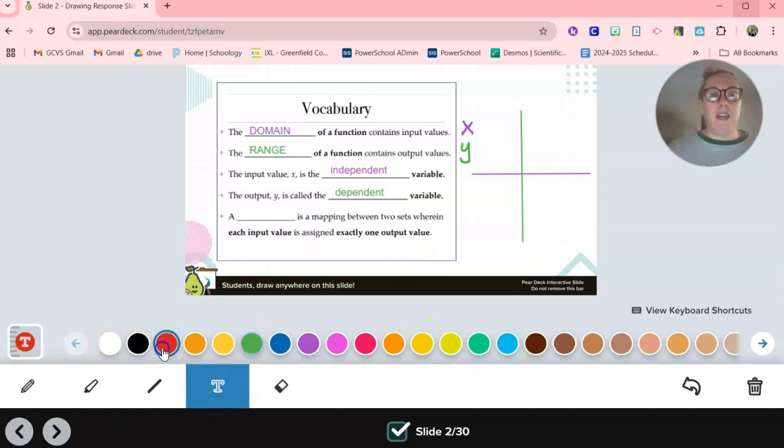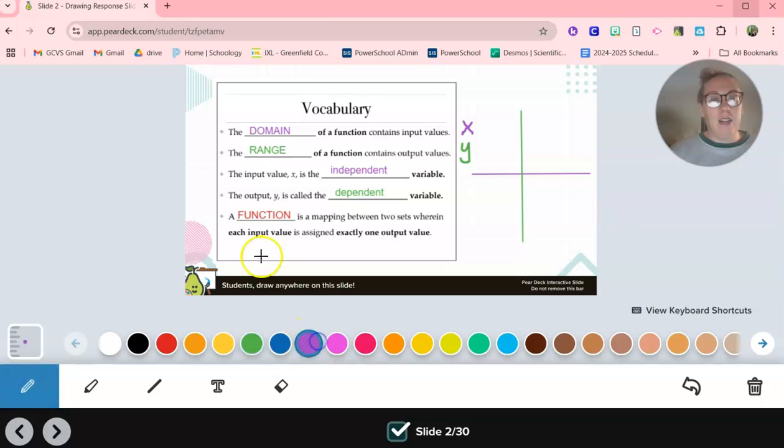And then finally, our last vocabulary word here is a function. A function is a mapping between two sets where each input, or each X, has exactly one output, and that makes a function. So here's just a little information to get us started about domain, range, input, and output. Feel free to pause the video whenever you need at any point, and when you're all set, push ahead to slide 3.